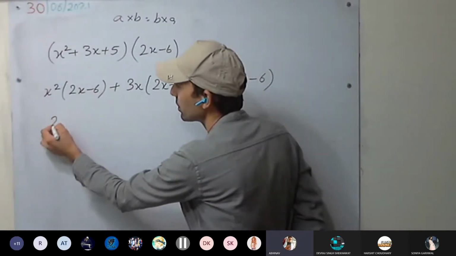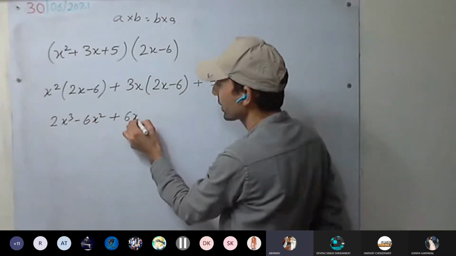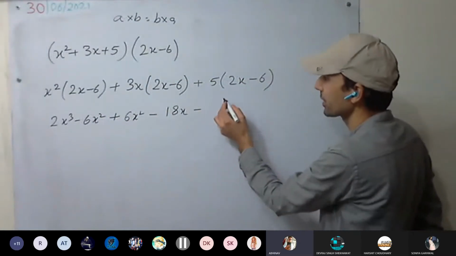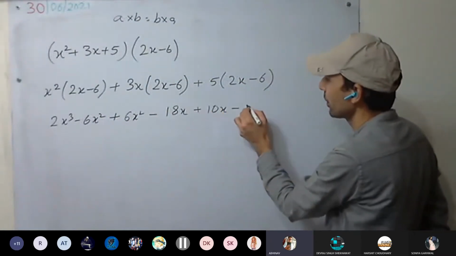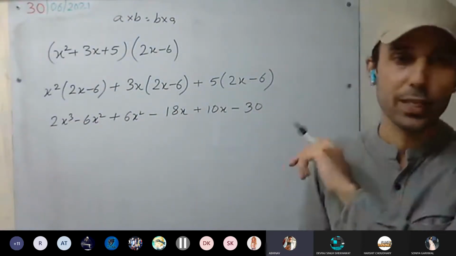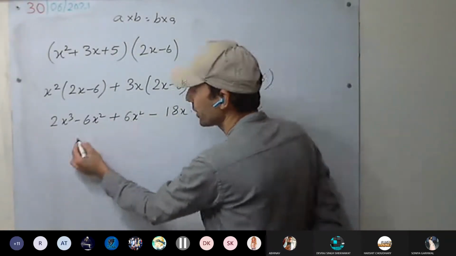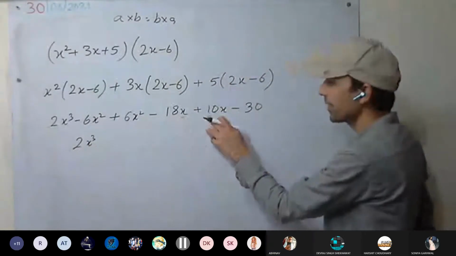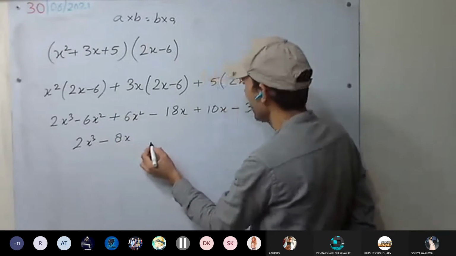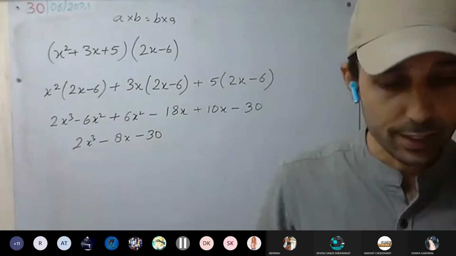2x cube minus 6x square plus 6x, plus 6x square minus 6x square minus 18x plus 10x minus 10x minus 30. Okay, now similar terms, whether we have to add or subtract, check that and do. See here, 6x squared minus 6x squared gets cancelled. We have 2x cube minus 18x plus 10x minus 30, which is 2x cube minus 8x minus 30. Everyone have got it cleared?